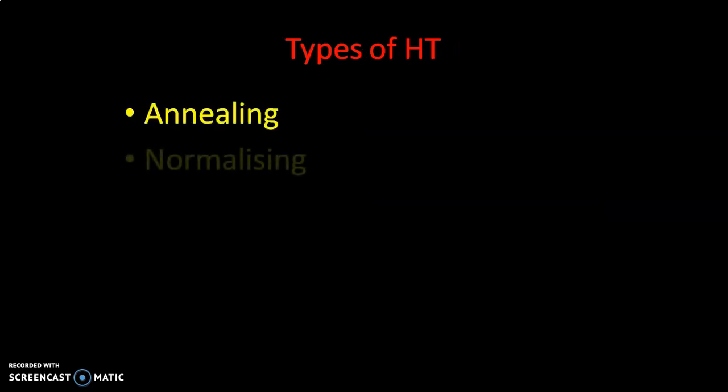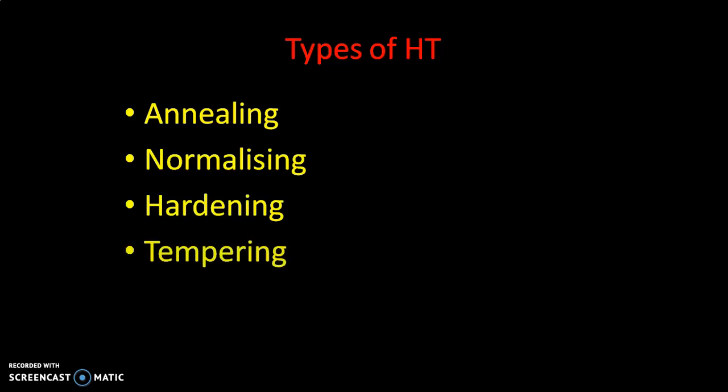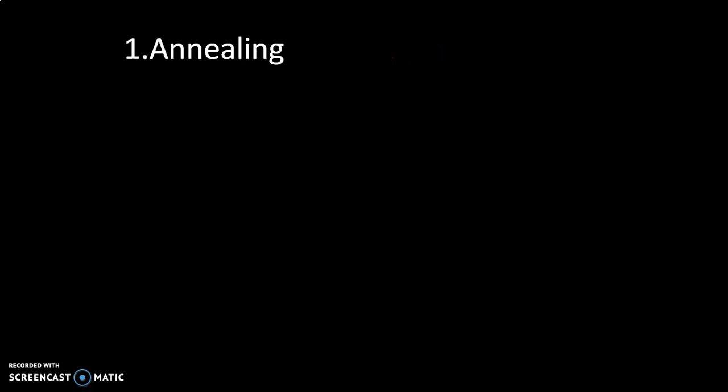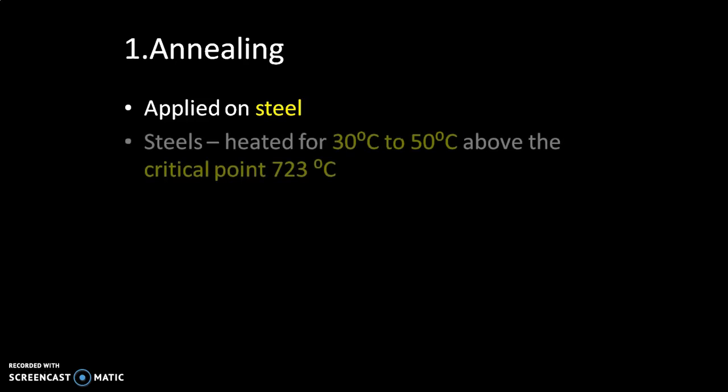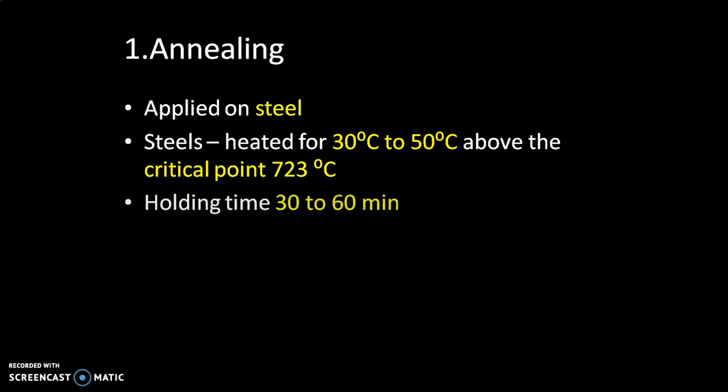Types of heat treatment process. The heat treatment process is classified into four different types: annealing, normalizing, hardening and tempering. Annealing is an important heat treatment process on steel. The steels are heated 30 to 50 degrees Celsius above the critical temperature at 723 degrees Celsius. The holding time for the annealing process is 30 to 60 minutes.